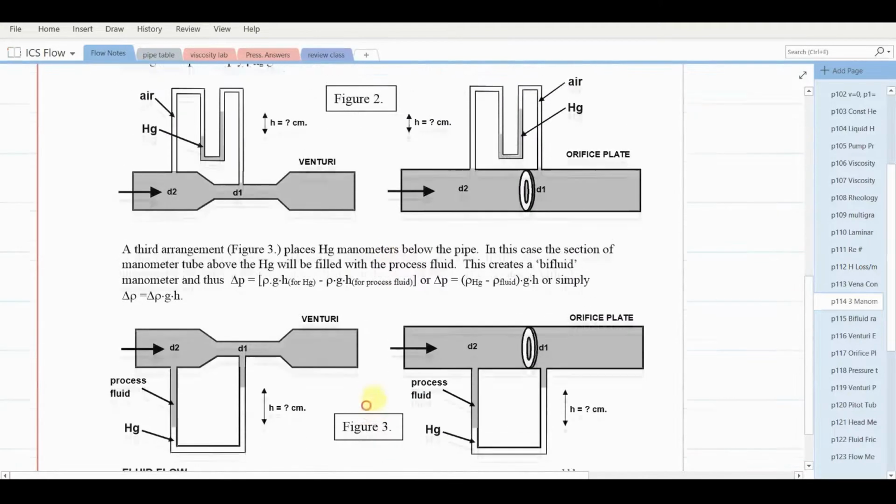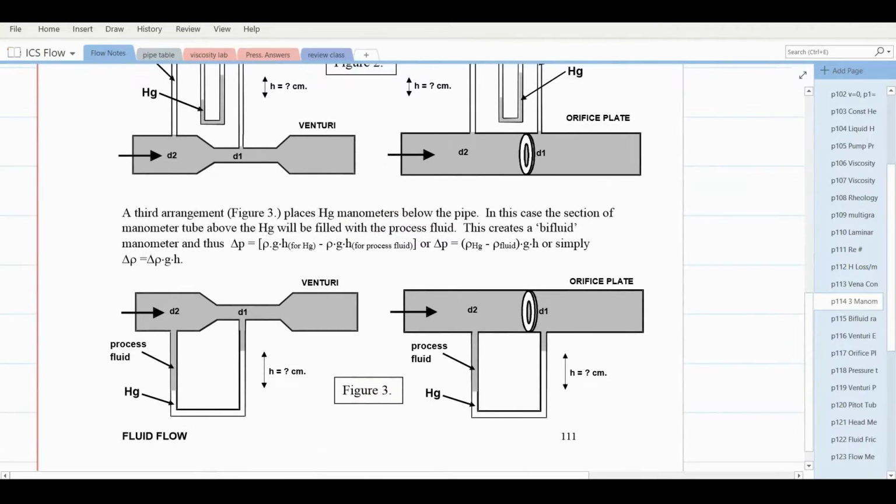In the case of manometers below the pipe, the formula is a bit different. The difference in pressure will be rho g h for the mercury manometer minus rho g h for the process fluid. Now, since h is the same, the height here is the same as the height here, we can factor out both g and h and come up with delta P is delta rho g h.